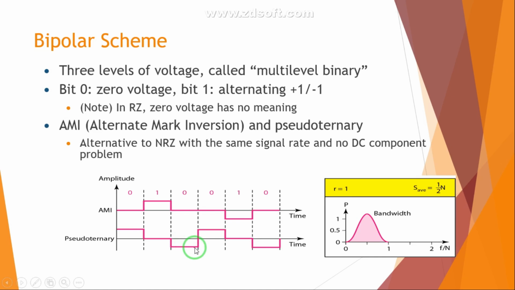Since it is negative, and the next bit is 0, it is going to make a transition, because it is pseudo ternary, opposite to AMI. So earlier it was represented by negative voltage, now it is represented by positive voltage. And logic 1 is 0. Since earlier it was positive, now for the next bit, that is logic 0, it is represented by negative voltage. So hopefully you understood your bipolar scheme.